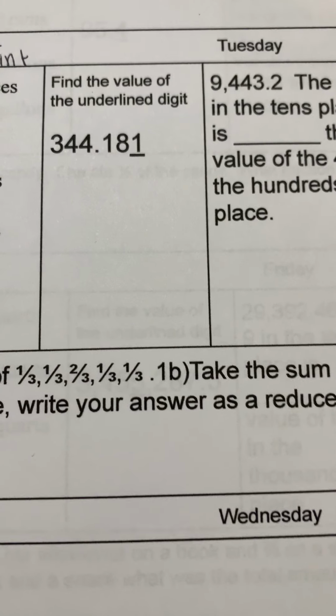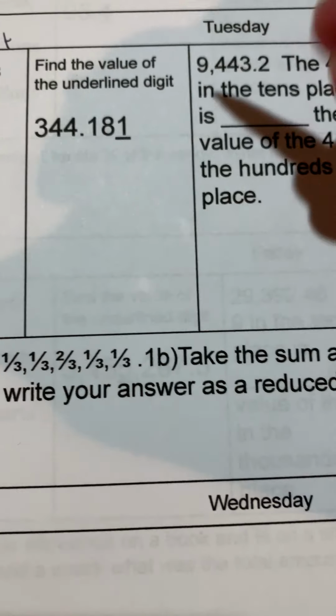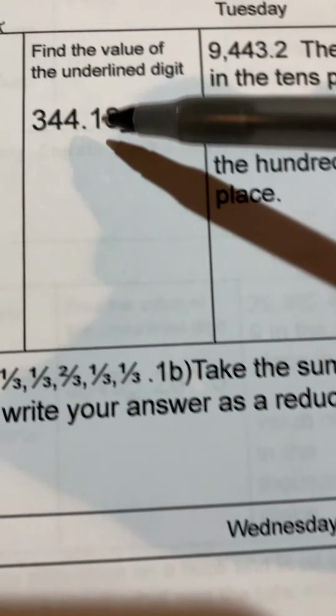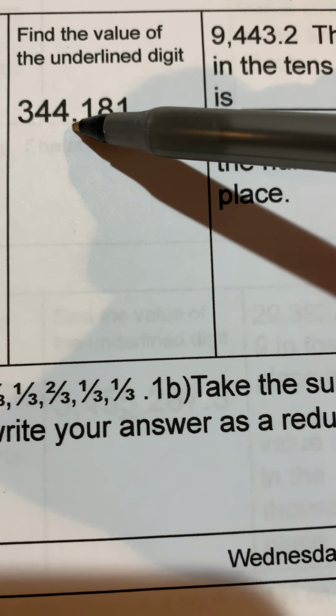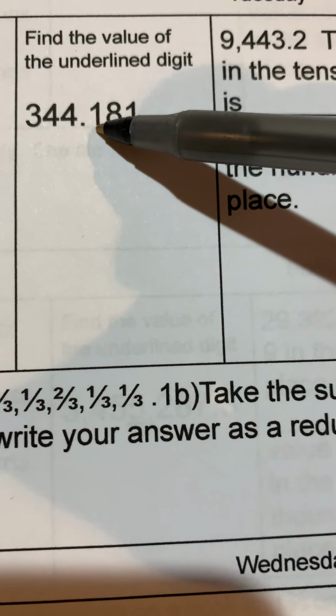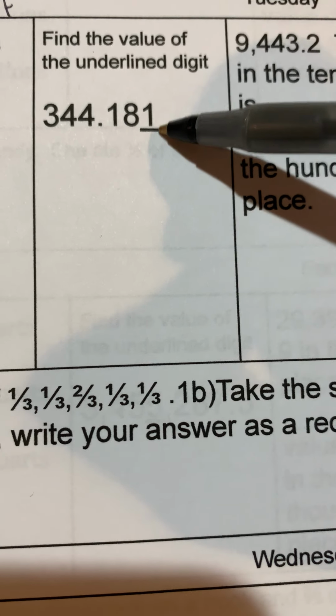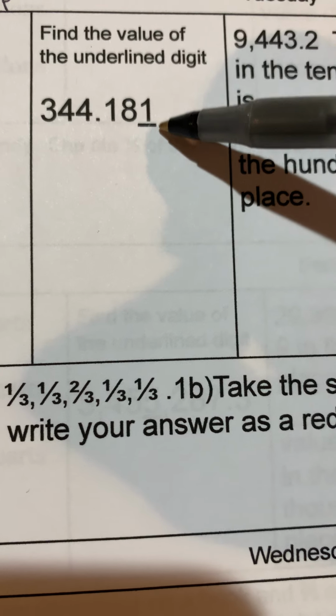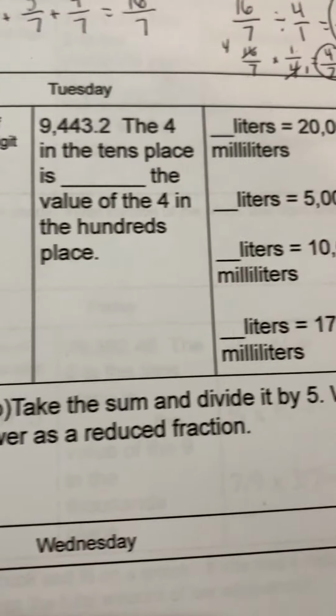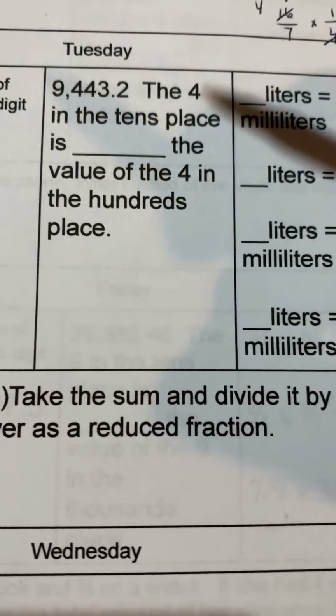The next one, find the value of the underlined digit. So the 1 is underlined. We start at our decimal and we go over. That is in the tenths place, hundredths place. What comes after hundredths place? That's what the 1 is in.